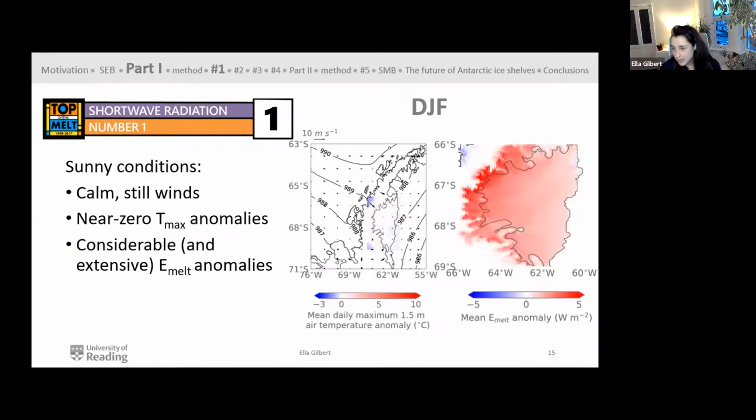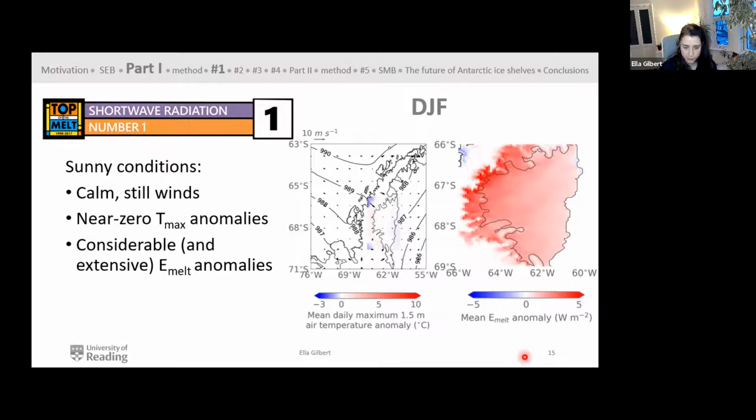So on the right here, we've got the first of many composite figures. This is an average composite of conditions when the sunny conditions are diagnosed. And this is all for summer for now. On the left-hand panel, we've got synoptic meteorology. So the contours are mean sea level pressure. We've got vectors for 10-meter winds, scale vector at the top. And then the colors show you the mean daily maximum air temperature anomaly. Then on the right, we've got melt flux anomalies, and all of this is relative to the climatology derived from the model.